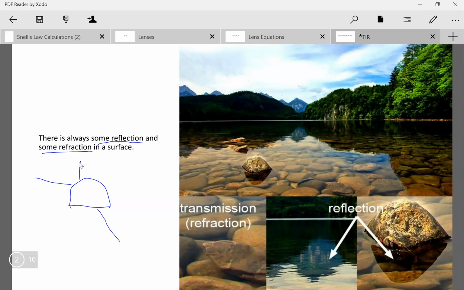Hopefully you observed that generally there's always partial reflection and partial refraction. So if you can see the surface of this water, you can see the rocks that are underneath the surface, so that part's refraction because the light's traveling through the water. But you can also see the reflection of some rocks, the mountain, the trees, and their light is bouncing off the surface of water. So you can see both going on at the same time.